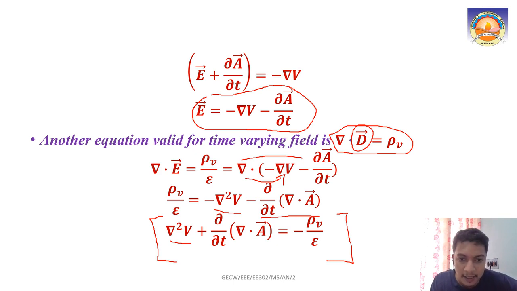Similarly here also we are only dealing with the potentials. One is the static scalar potential, another one is the magnetic vector potential. And there is no field coming in. So that is one good thing here. So this equation is one of our bases: del square V plus dou by dou t of del dot A equal to minus rho V by epsilon.